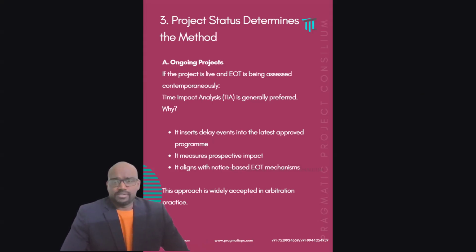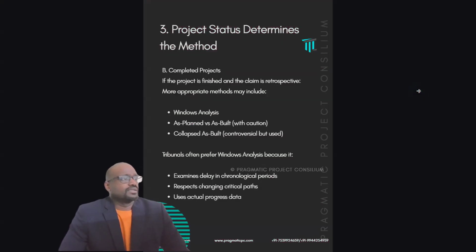But most of the projects will not have the backups for a TIA. The difference between TIA and IAP is the updated programs. The updated programs are the ones that give the dynamic shift in the CPM, that is, the critical path. So this approach is widely accepted in arbitration practices.